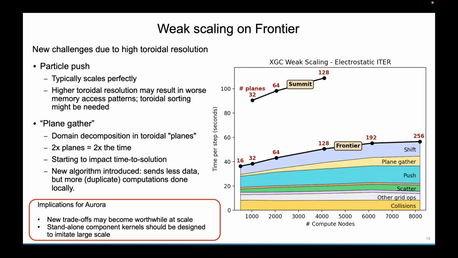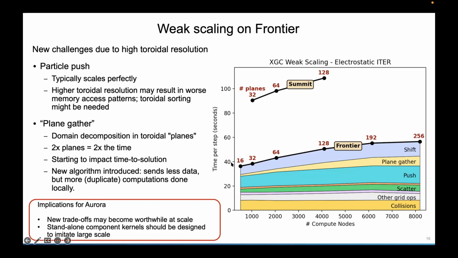So on Frontier, we have this weak scaling figure. So this is comparing with Summit. And the way that we weak scale is by increasing the number of toroidal planes. And you can see that we get this performance improvement from Summit to Frontier, as mentioned. And then we also get pretty good weak scaling here.